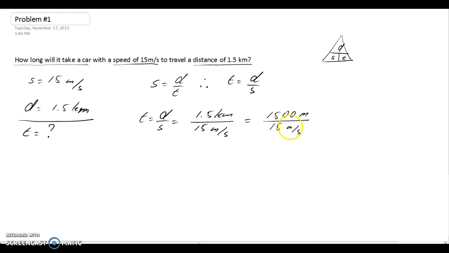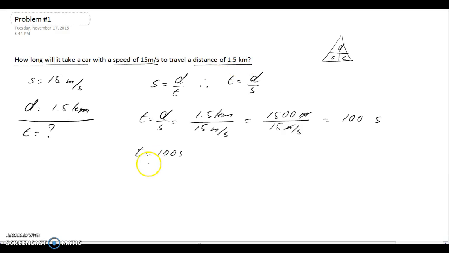Now my units match, therefore the meters can cancel out, and I know that my final answer is going to be given in seconds. And then I have 1,500 divided by 15. Well, that's easy, that's 100. Now I can provide the answer. Time is equal to 100 seconds, which means it will take that car traveling at 15 meters per second 100 seconds to cover the distance of 1.5 kilometers.